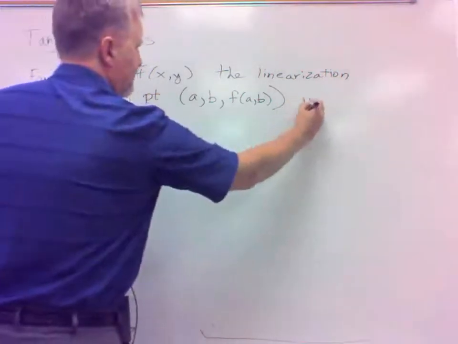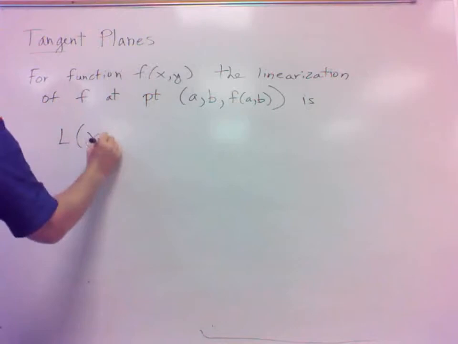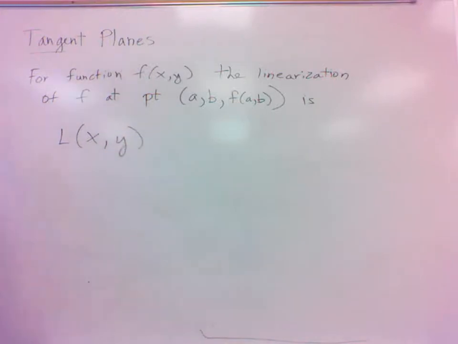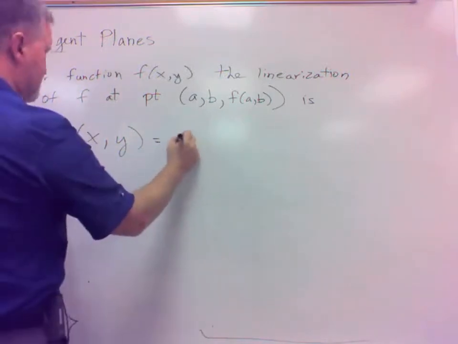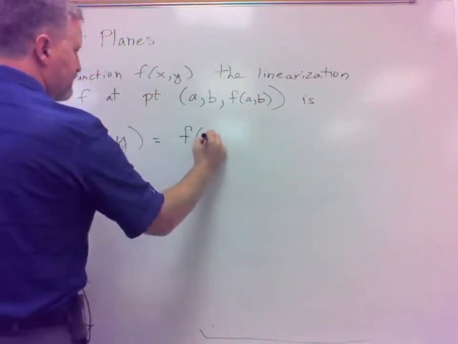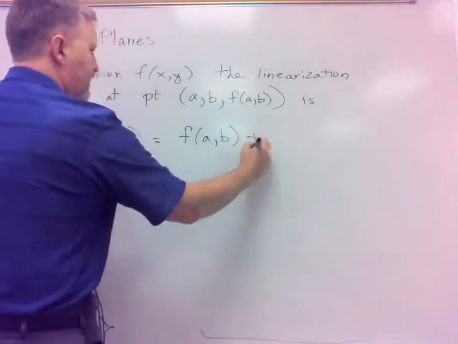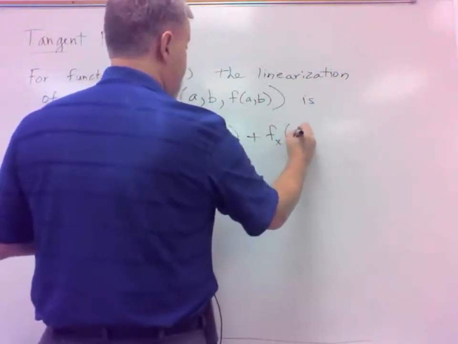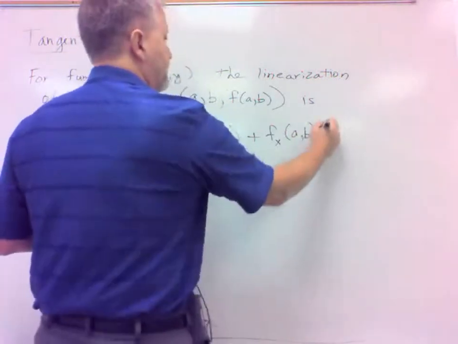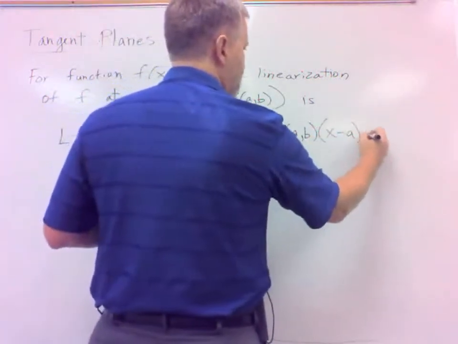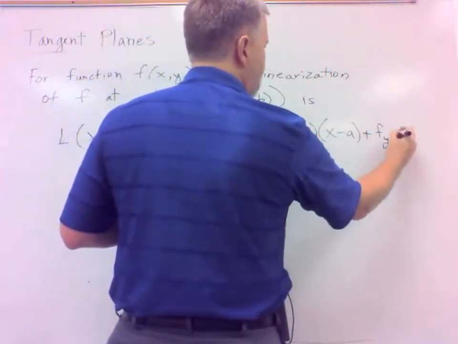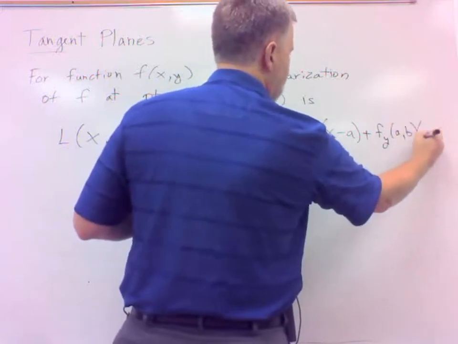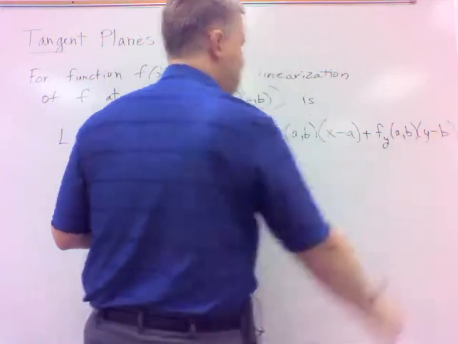Is L of x, y. We called it in 2 dimensions just L of x. But now the linearization L of x, y is, well, it's going to be f of a, b plus the partial derivative of f with respect to x at a, b times x minus a, plus the partial derivative with respect to y at a, b times y minus b. Okay?